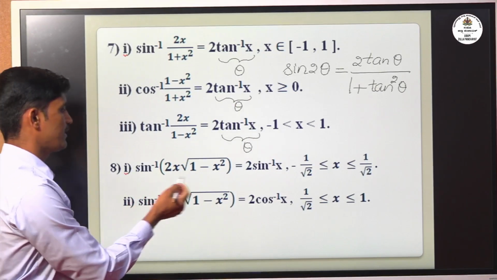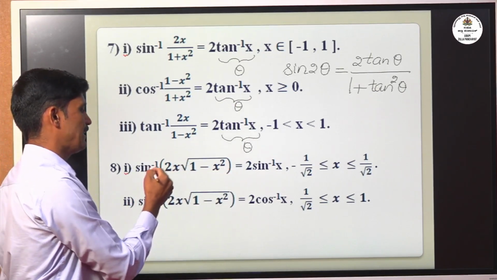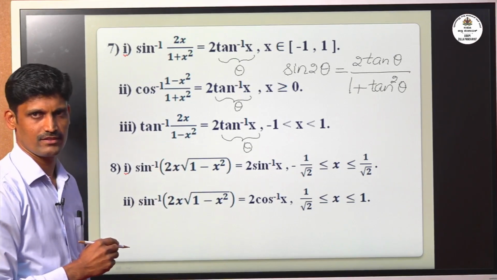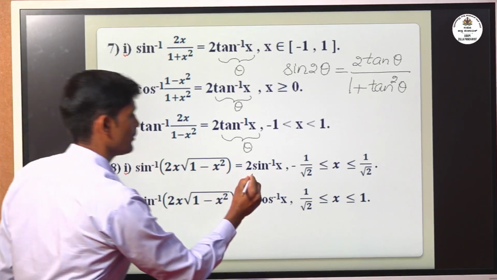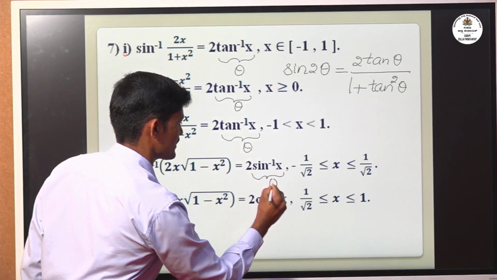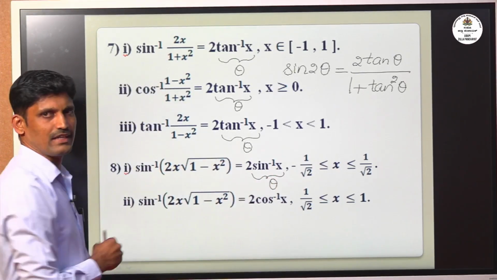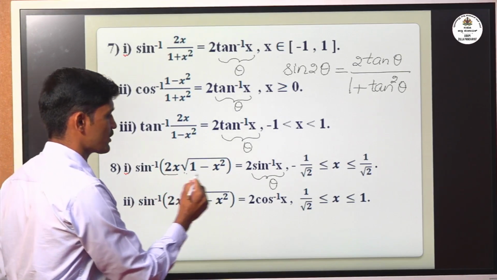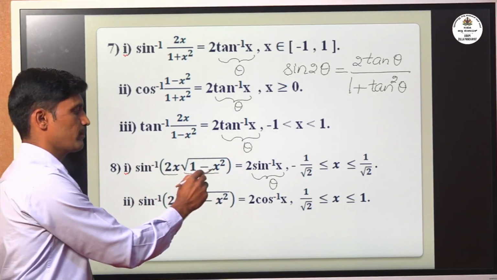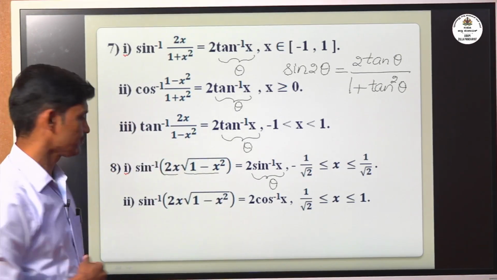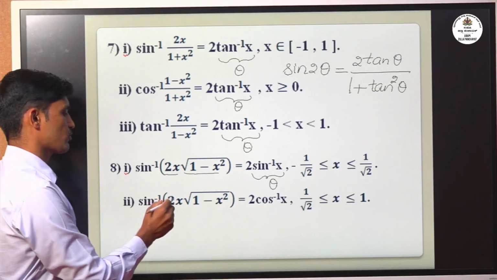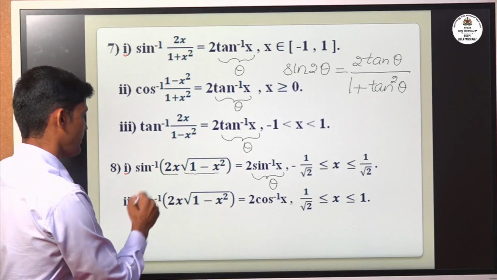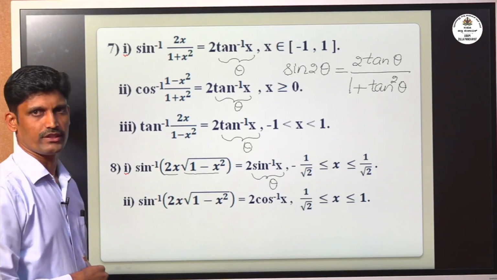Here also tan inverse x is defined as theta. Similarly, here we have sin inverse of 2x into root 1 minus x square equals 2 sin inverse x. To remember this formula also, we define sin inverse x as theta and remember the sin 2 theta formula. Sin 2 theta equals 2 sin theta into cos theta. Cos theta is equal to square root of 1 minus sin square theta. Similarly, sin inverse of 2x into root 1 minus x square equals 2 cos inverse x. This can also be remembered easily using the sin 2 theta formula.